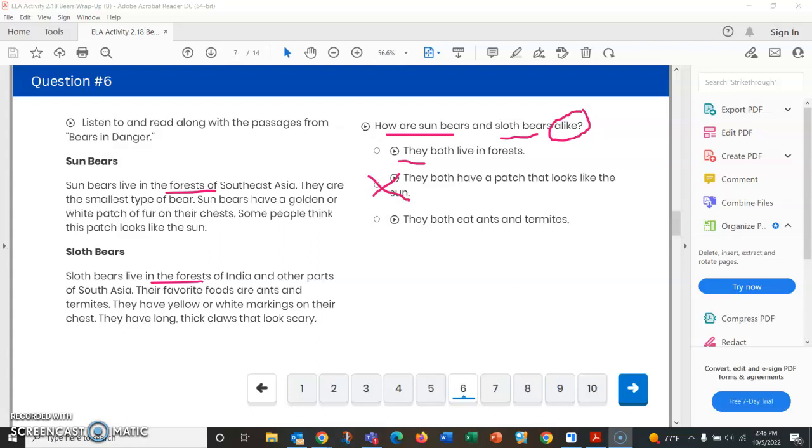They both eat ants and termites. Well, here on the sloth bear, it says that they eat ants and termites. But let's go back up to sun bears and see what it says. And as I look through here, it doesn't say anything about what they eat. So while that might be true, I want to use what the text tells me, and they do both live in forests. Okay.